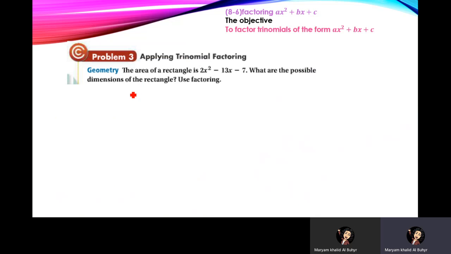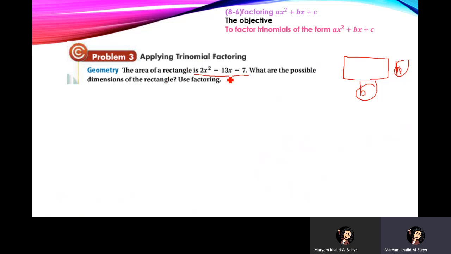Let's go and see problem 3. All this lesson is exactly the same idea. Here they are telling you the area of the rectangle is 2x squared minus 13x minus 7. What are the possible dimensions of the rectangle? Use factoring, which means they want you to factor this one. The area of the rectangle, as we repeated several times, is height by base. So you just need to find two things. Once you multiply them, you will get this one.